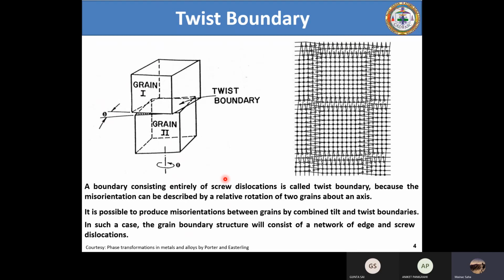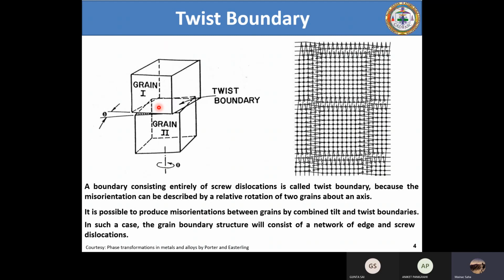In the microstructure, most of the boundaries that you see actually comprise a mixture of tilt and twist boundaries. For a tilt boundary, the misorientation axis is parallel to the grain boundary plane, and in the twist case, the axis of rotation is perpendicular to the grain boundary plane. You can have a boundary with both tilt and twist character. That's called a mixed boundary. In that case, the boundary structure will comprise a network of edge and screw dislocations.